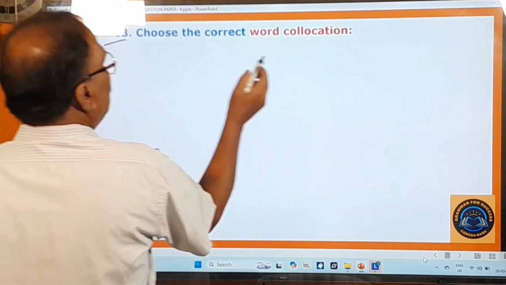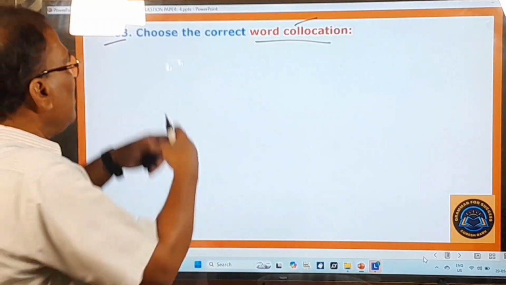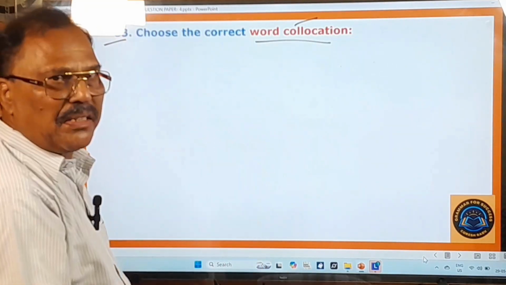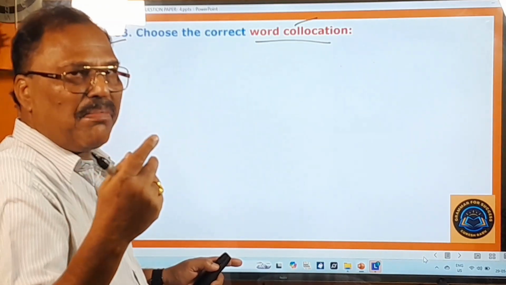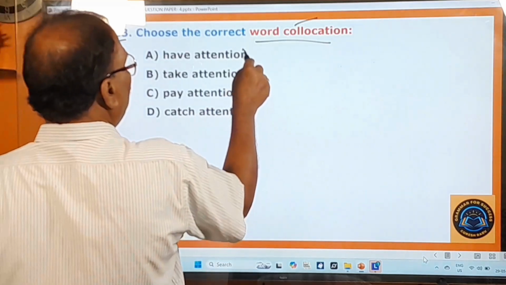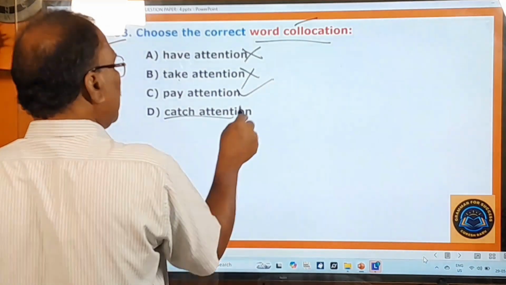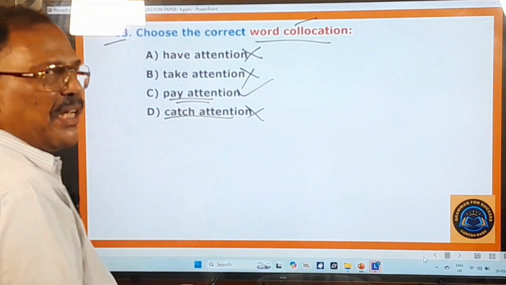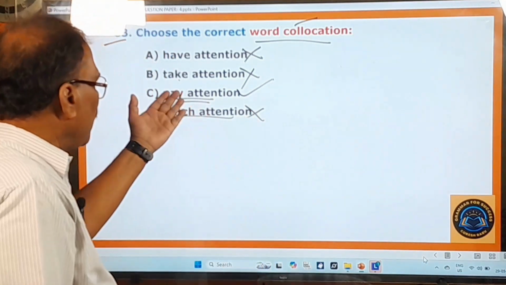63rd question. Choose the correct word collocation. In this, I have just changed the options on the spot, and that is why I could not change the answer in the key. That is the problem. That thing has occurred. Here you pay attention. Have attention, wrong. Take attention, wrong. Pay attention is right. Catch attention. Then always I shall be saying, you please pay attention to my video. I shall be saying that. Pay attention is very common.